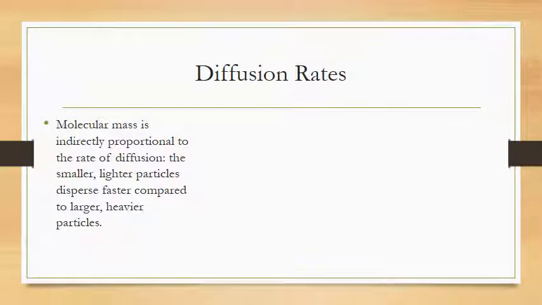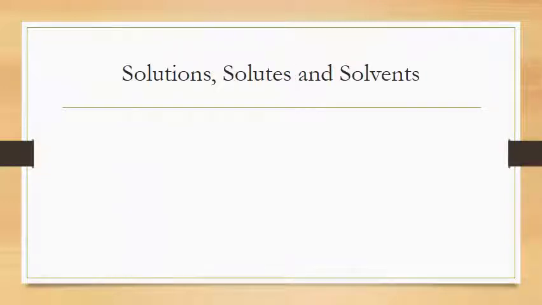So diffusion rates. Rates is how fast something happens. The mass is inversely proportional to the rate of diffusion. What that means is that the heavier something is, the slower it's going to diffuse. The smaller, lighter particles disperse faster compared to larger, heavy particles, which kind of makes sense.